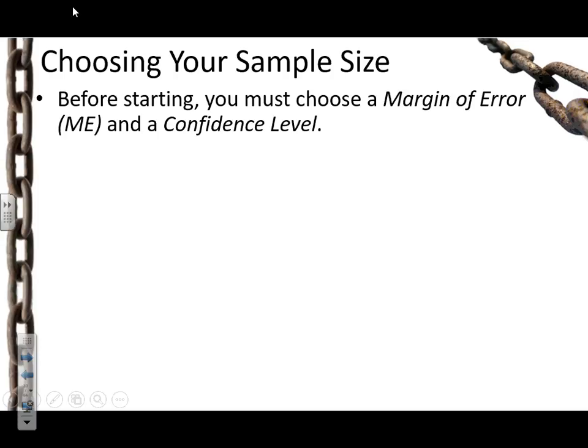Now, you can determine how big of a sample size you need based on how confident you want to be in your results and how close you want to be with your results. So before we start trying to collect data, the first thing we have to do is decide what sample size we want so that our results have a certain confidence level and as small a margin of error as we want. Okay? So two things are going to come into play here, margin of error and confidence level.